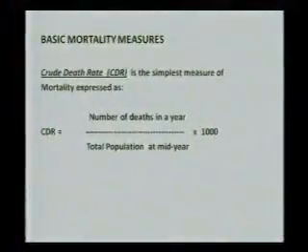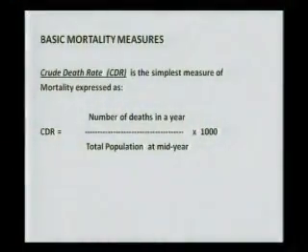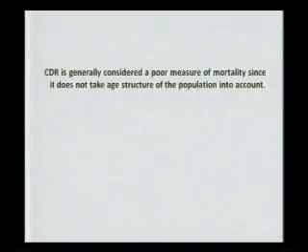The reason it's crude is, as I mentioned earlier, that age and sex are very important elements of any demographic analysis, and unless you control for age, or introduce age as a factor, it remains crude. CDR is considered a poor measure because it doesn't take age structure into consideration. Therefore, it is usually higher in countries where the percentage of the older population is higher, because there are more people at risk of dying.